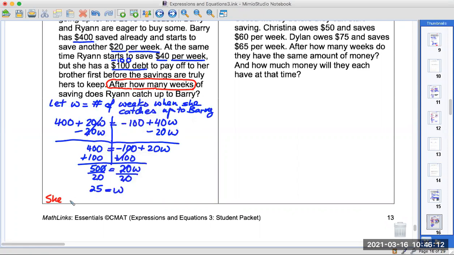She has the same amount after 25 weeks. I'm going to skip this one and use this column over here, this little space, to check, because I never show you how to check really, really good. So 25 weeks. So let's see.